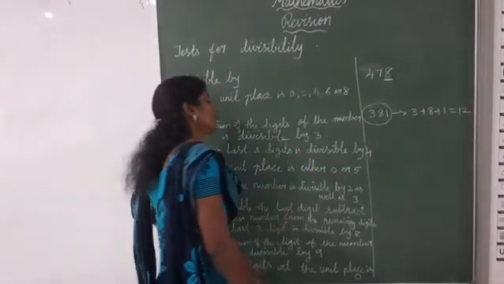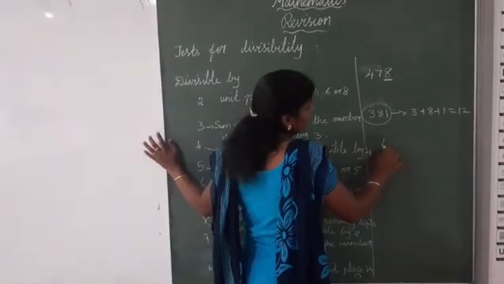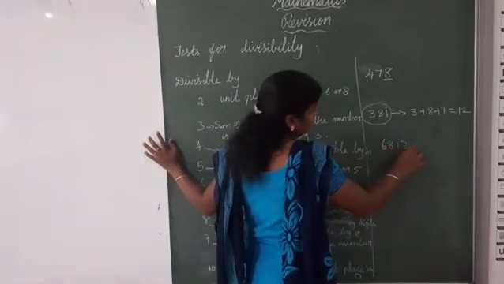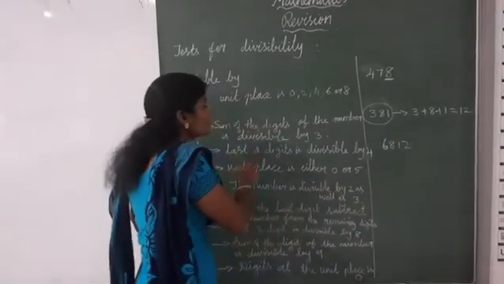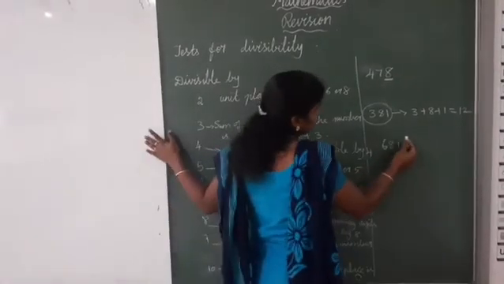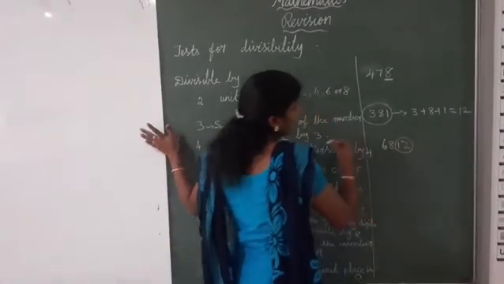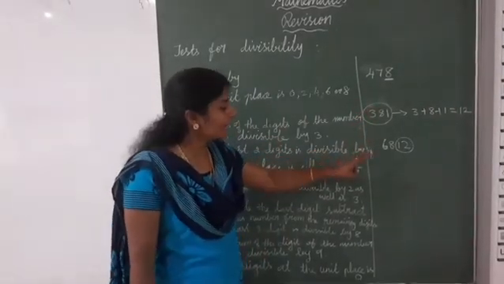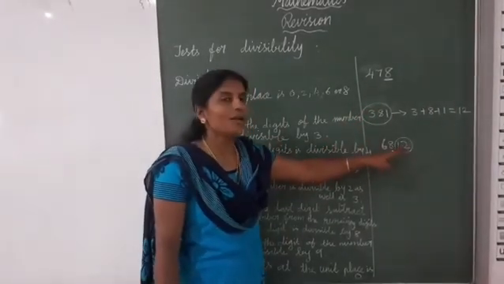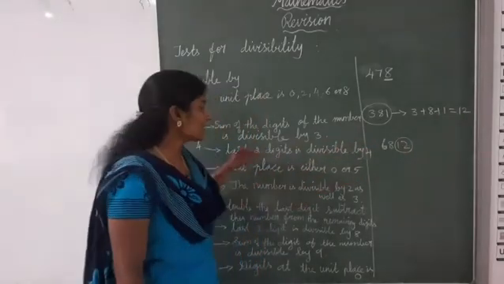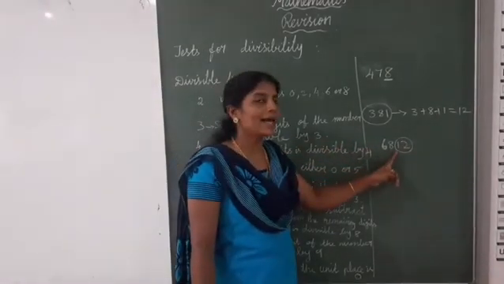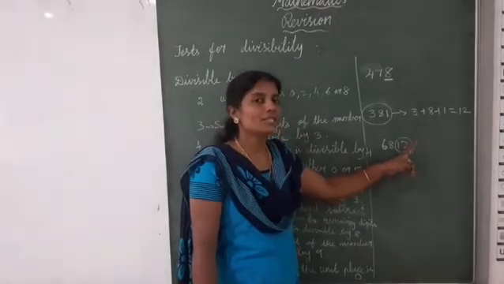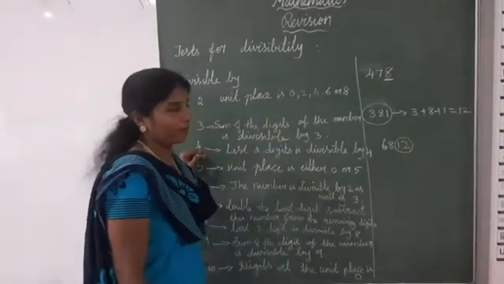For example, 6812. Listen here, the last 2 digits are 12. Are these 2 digits divisible by 4? 1 4 is 4, 2 4s are 8, 3 4s are 12. 12 is divisible by 4. So we can say 6812 is also divisible by 4.